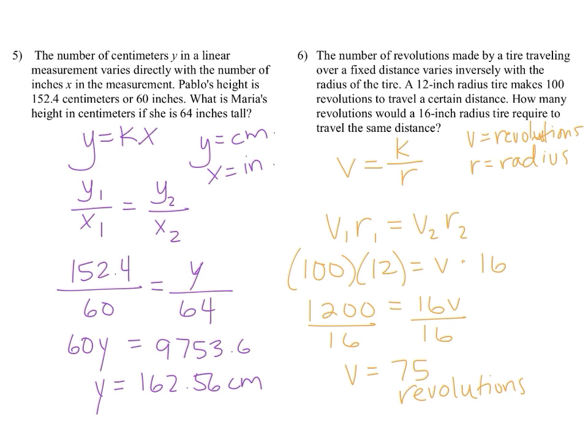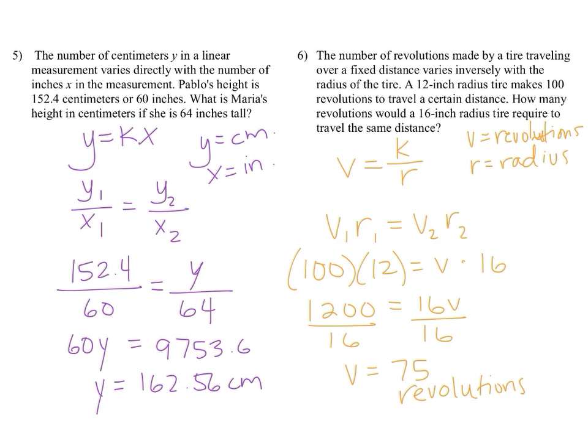One of the things I want you to do at the end of problems like this is stop and think about the reasonableness of your answer. If Pablo is 60 inches tall and it's 152 and a little more centimeters, Maria is a little taller, and look, our answer is indeed a little bigger. We can't quantify exactly how much bigger just in our heads, but we should at least see the direct variation there. And the same thing with this one, with the inverse variation. The tire radius is getting bigger, so the number of revolutions is getting smaller. And that's a quick way to at least check that we were on the right track.